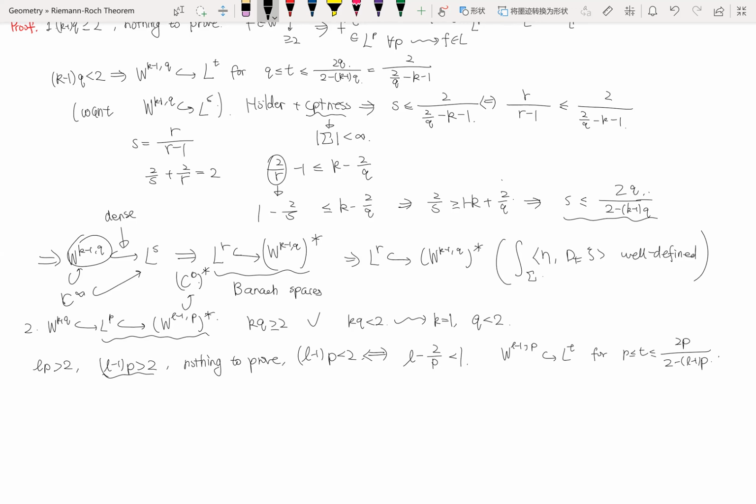So the surface, so we have the embedding, this is some T. So we have the embedding L^s is embedded into W^{L-1,p} if and only if we have L^s, if s is bounded by the number 2p over 2 minus (L-1)p. So it suffices for us to check, so we have W^{k,q} must be embedded into L^{2q over 2 minus kq}.